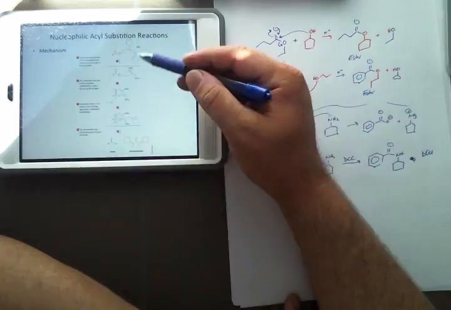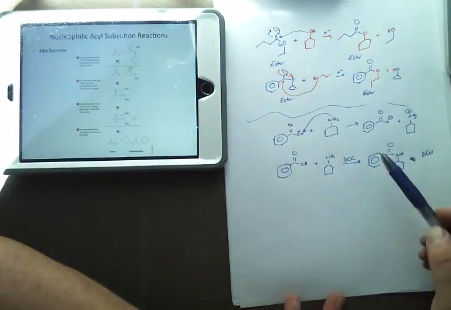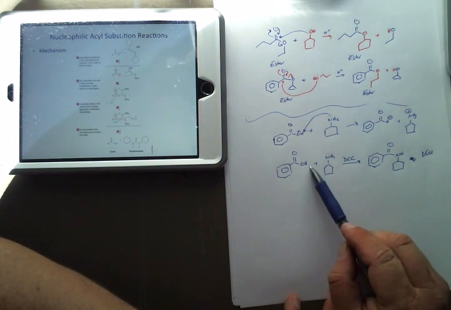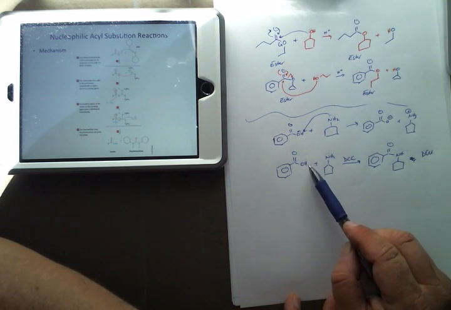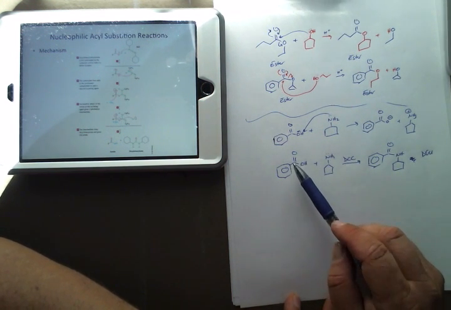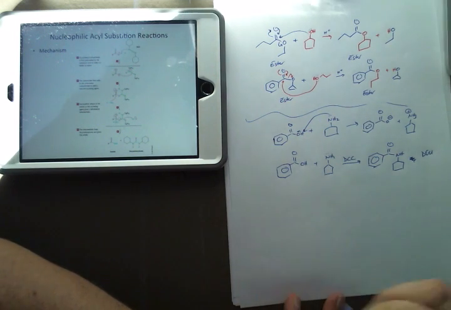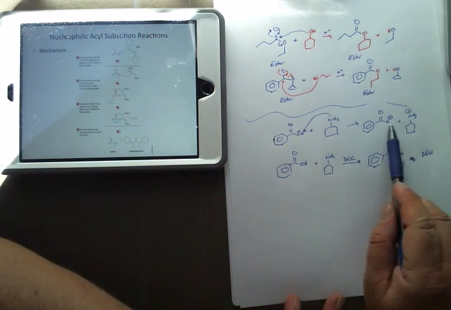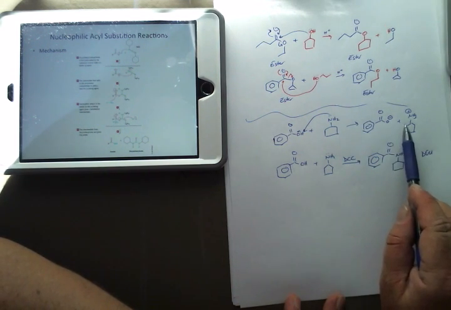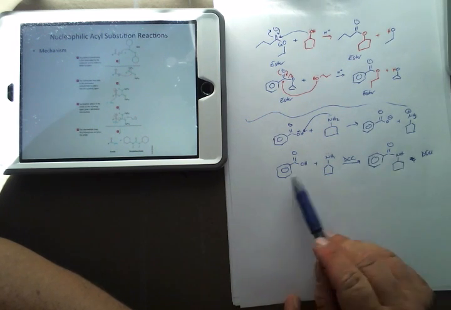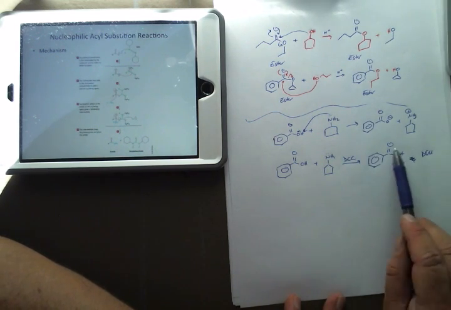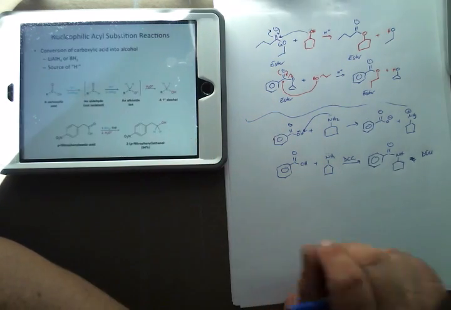So here's the mechanism of it. You don't need to know the mechanism, but essentially what it does is it converts this into a reactive ester, which then comes in and attacks. So without the DCC, this reaction basically just becomes an acid-base reaction. With the DCC, you actually do get the coupling with that.